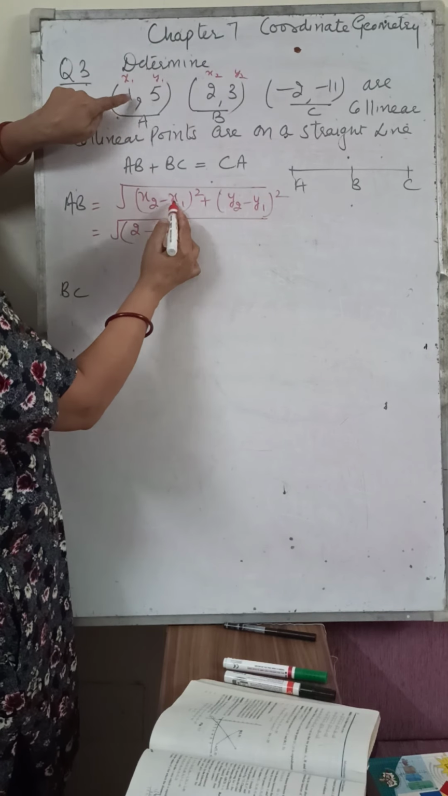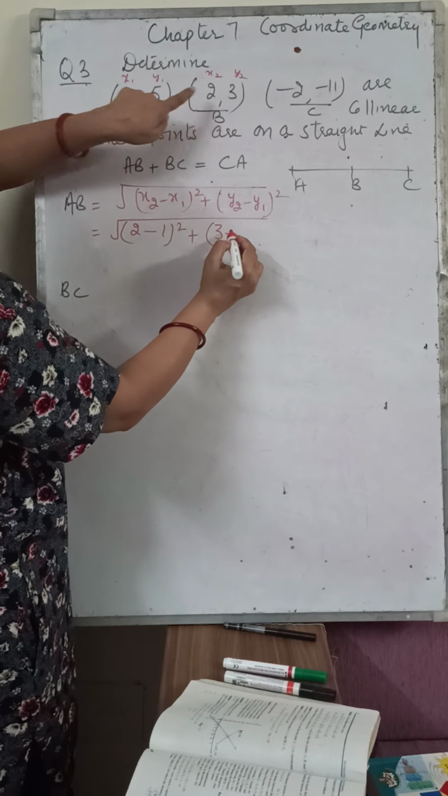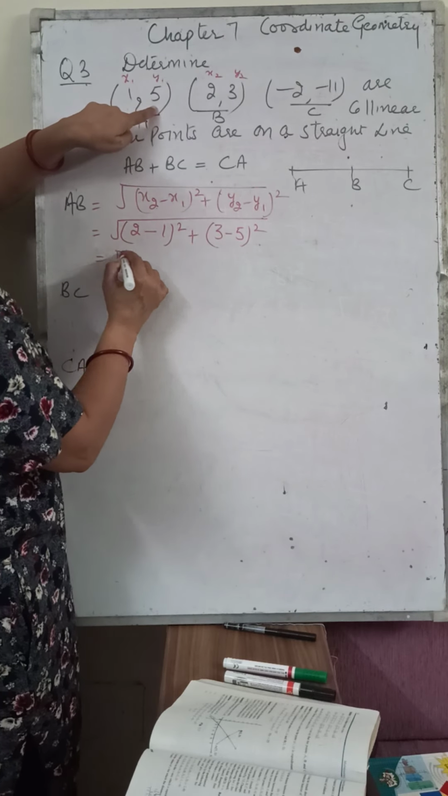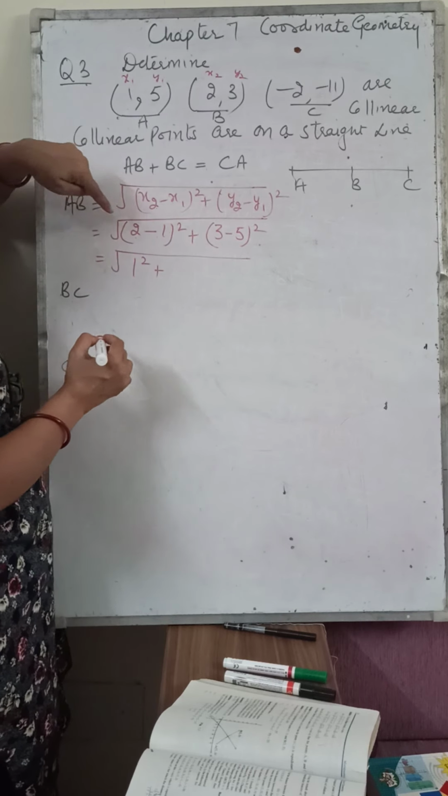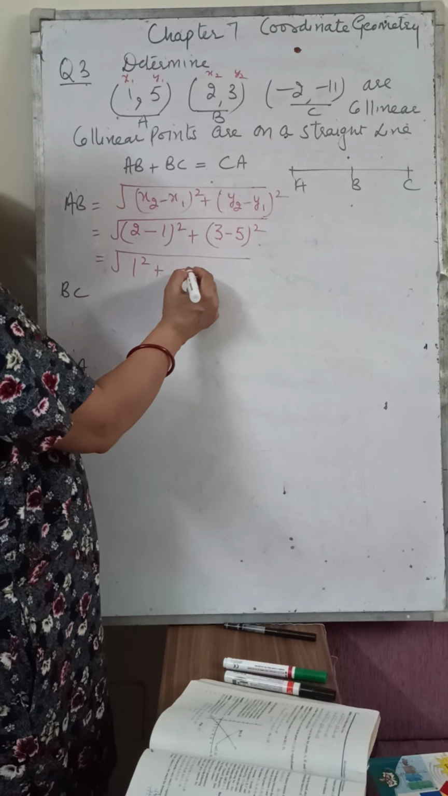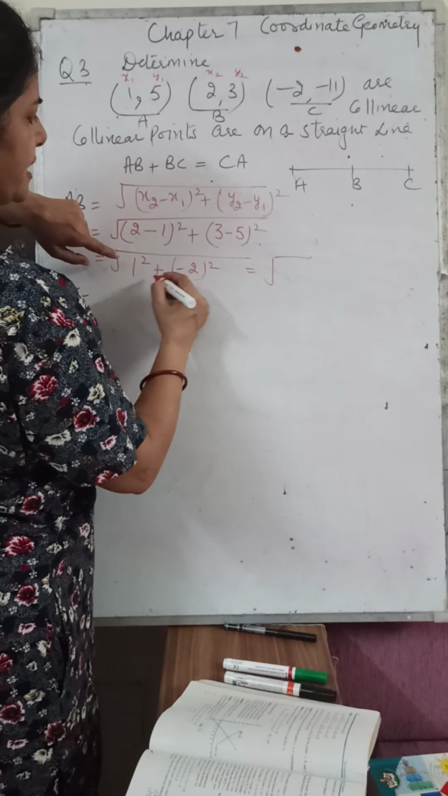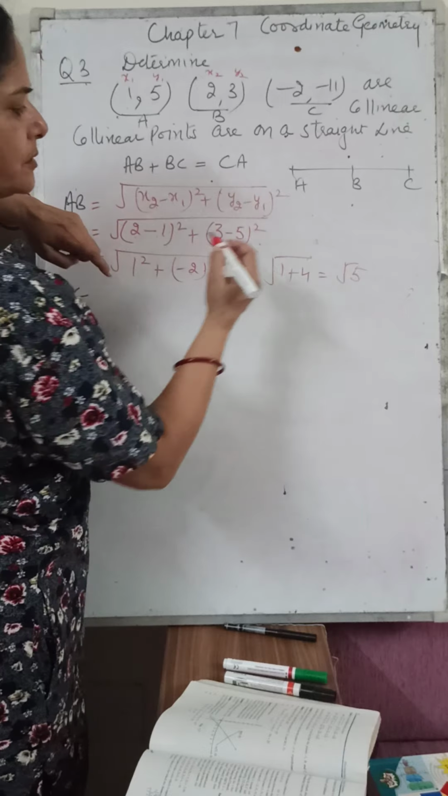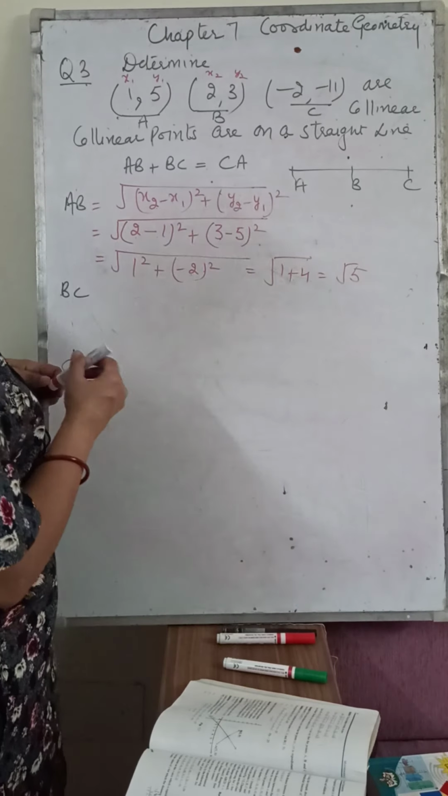x2 is 2 minus x1 is 1 whole square plus y2 is 3 minus y1 is 5 whole square. This comes out to be 2 minus 1 whole square means 1 square. 3 minus 5 is minus 2 whole square. It comes out to be 1 square plus 4. It comes out to be root 5. Clear? Now let's find BC.